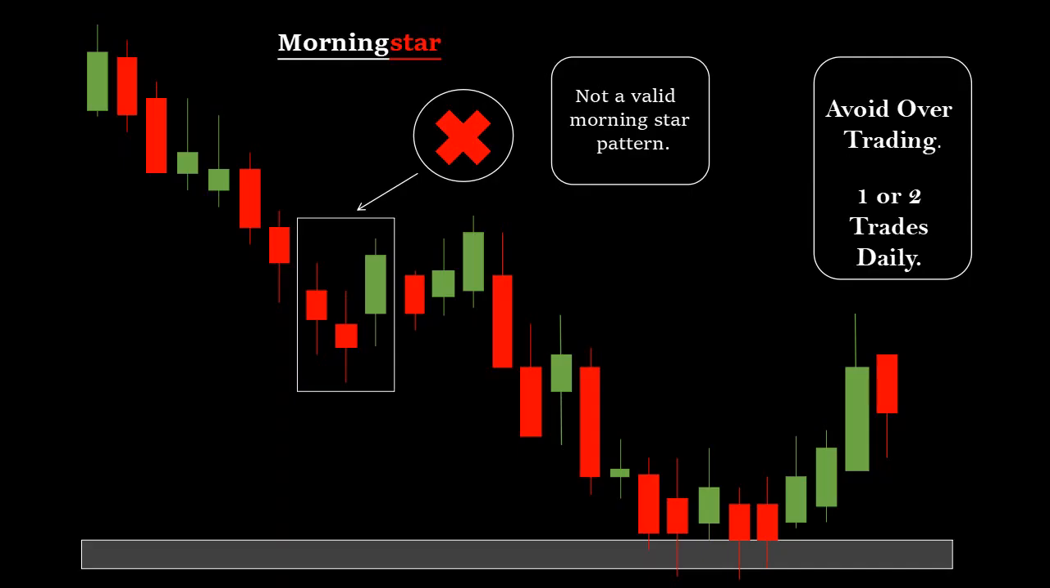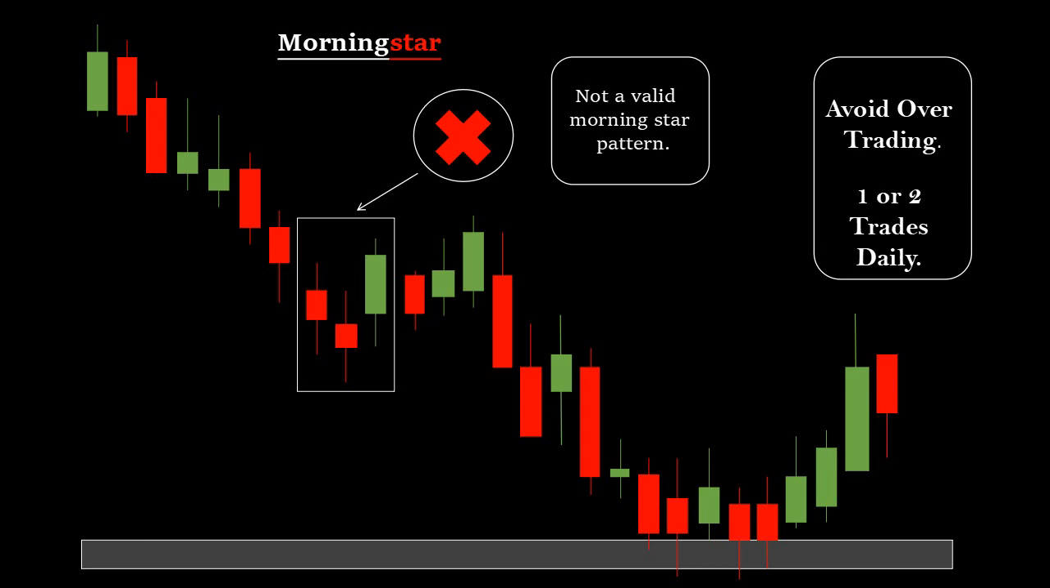Finally, a word of caution. Avoid overtrading. Not every evening or morning star is tradable. Focus on high probability setups at key levels to maximize your success. Understanding these pitfalls can save you from unnecessary losses and improve your overall trading strategy.